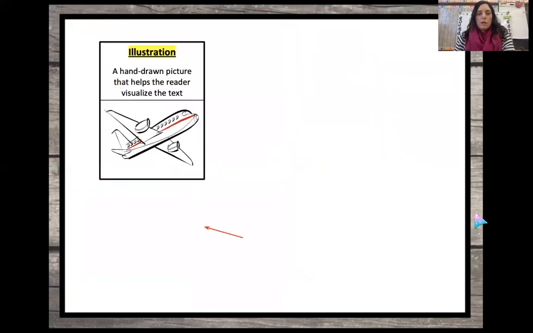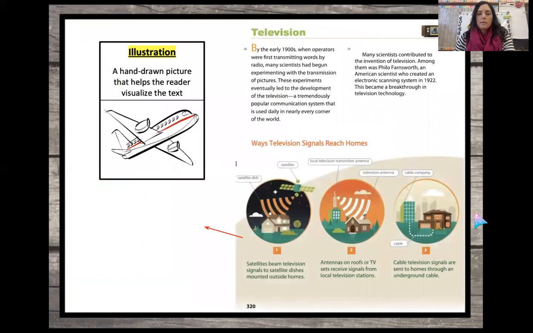An illustration is a hand-drawn picture that helps the reader visualize the text. And here on page 320, we're going to look down at the bottom. This illustration is called The Ways Television Signals Reach Homes. So one says satellites beam television signals to satellite dishes mounted outside homes, and there is an illustration with labels, satellite dish and a satellite.